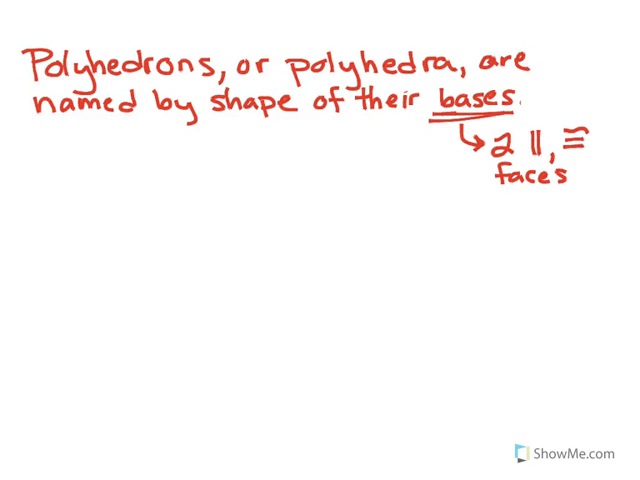Okay, so let's go ahead and name a few. So here's our first one, and what we're going to do is try to identify the bases first. They have to be parallel, and they have to be congruent. And the two parallel sides I see is this piece here and this piece here, which would make that a triangular polyhedron. And in this case, we call it a prism.